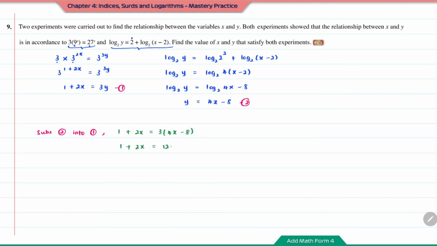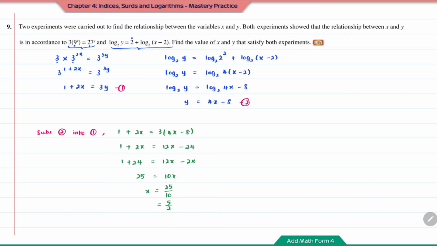Expand this, you're going to get 12x minus 24. I'm going to move this negative 24 to the left hand side. It's going to be plus 24 equal to 12x minus 2x. So 25 is equal to 10x. Therefore, x is equal to 25 over 10. So simplify this, then you're going to find that the answer is equal to 5 over 2.